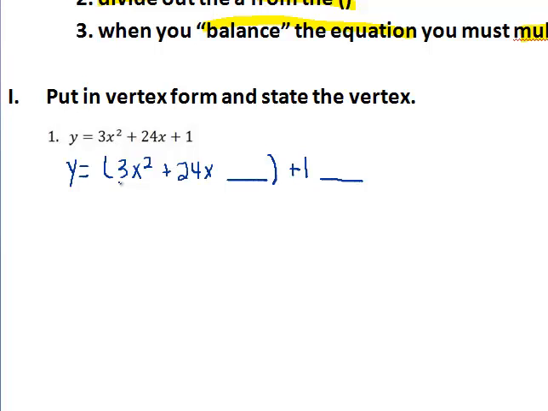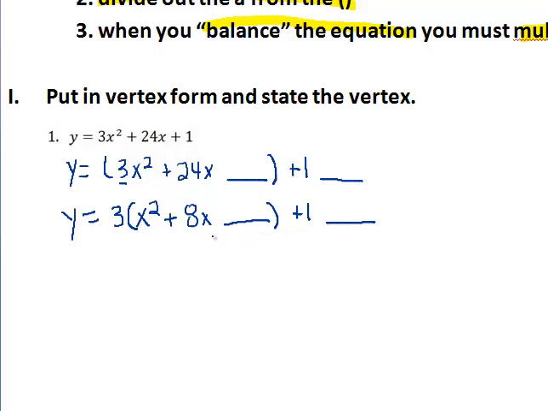Alright, my a is 3, so we're going to go ahead and divide out the 3 just from the parentheses. So if you divide out a 3, you're going to put it on the outside. We can't just throw it away. We have to put it on the outside and then divide both of those by 3. So x squared plus 8x, still going to have my space here, and then plus 1. We don't have to divide by the 3 there because it's on the outside of the parentheses.